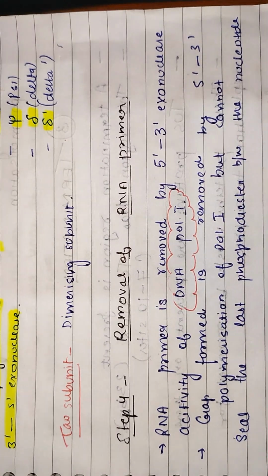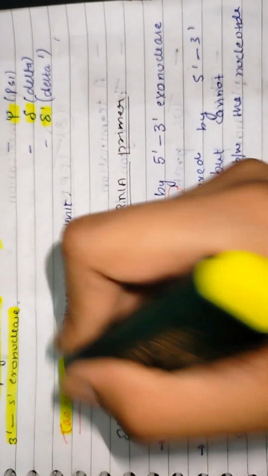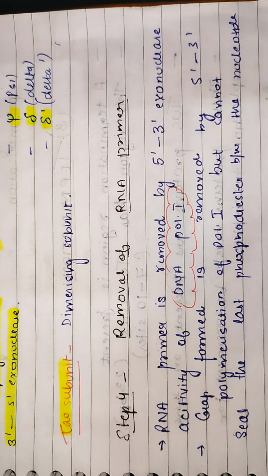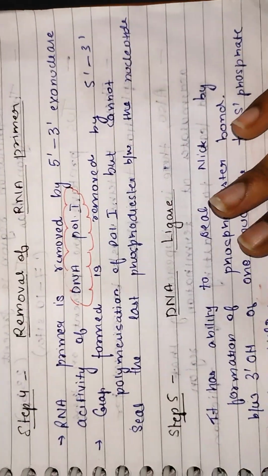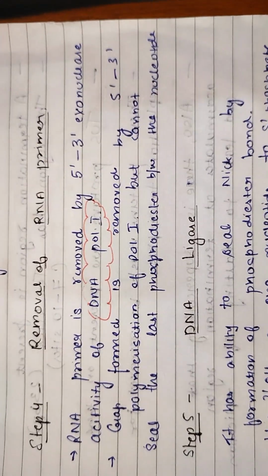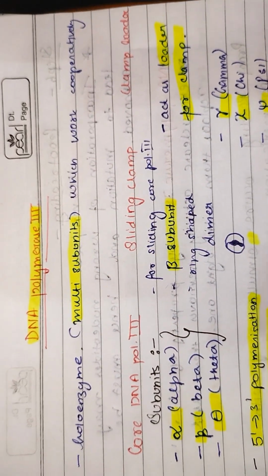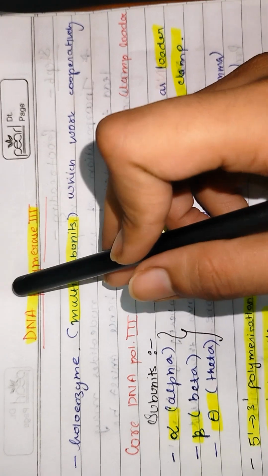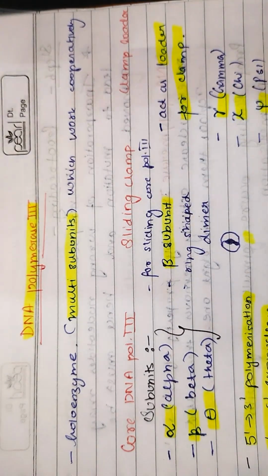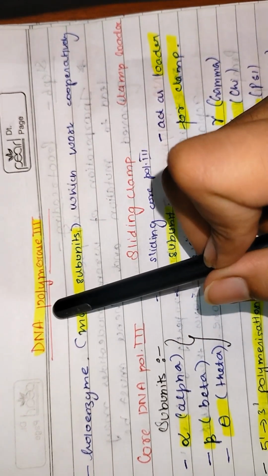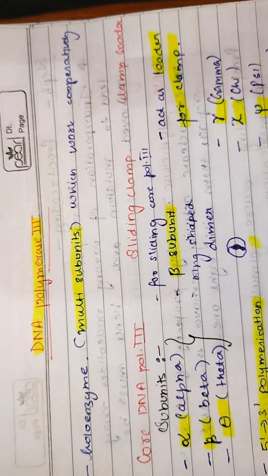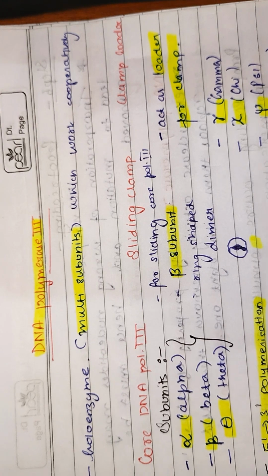There is another subunit present, the tau subunit. This tau subunit is a dimerizing subunit for the core DNA polymerase 3; it dimerizes with it. Also, there are 5 different DNA polymerases found in prokaryotes: DNA polymerase 1, 2, 3, 4 and 5. In the DNA replication process, mainly DNA polymerase 3 is important, and apart from this, DNA polymerase 1 also has a part in DNA repairing.